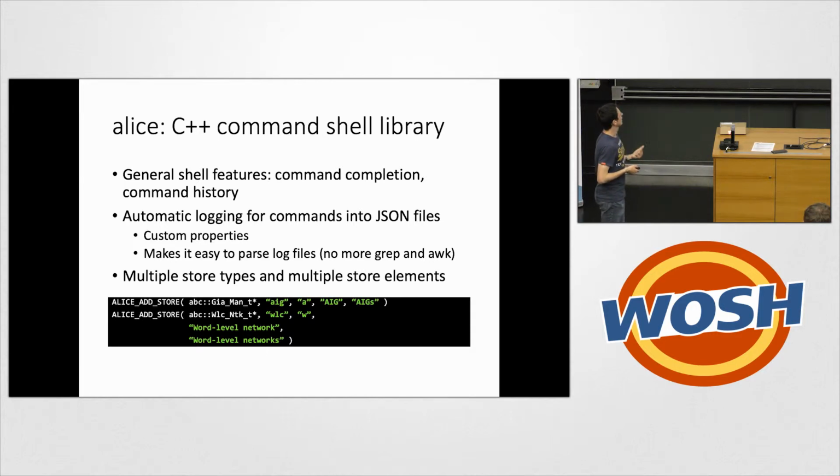Okay, so Alice is a command shell library. It has some general shell features. You have something like command completion, you have command history, you have automatic logging to JSON. This is really nice when you want, for example, to store your results in some file. If you're a PhD student, then you often write some algorithms, then in the end you print out your results, and then you have to fill in some table in the paper, and then you do very messy grep and awk in order to get this data out. And this is really nice. You get a JSON file, and you write one Python script which just gives you the right entries, and you can nicely present it. No more awk and grep.